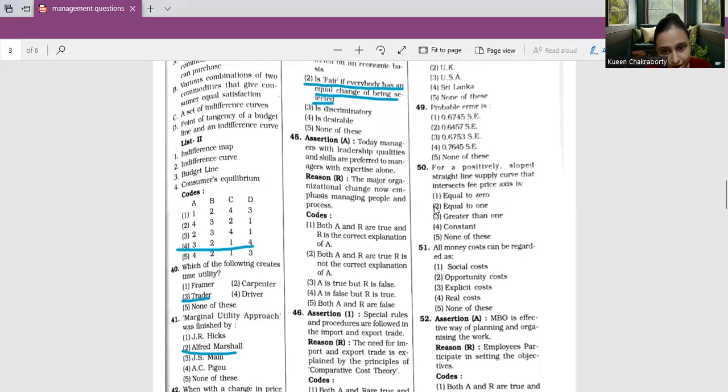Both A and R are true, R is not the correct explanation of A. A is true, but R is false. A is false, but R is true. Both A and R are false.